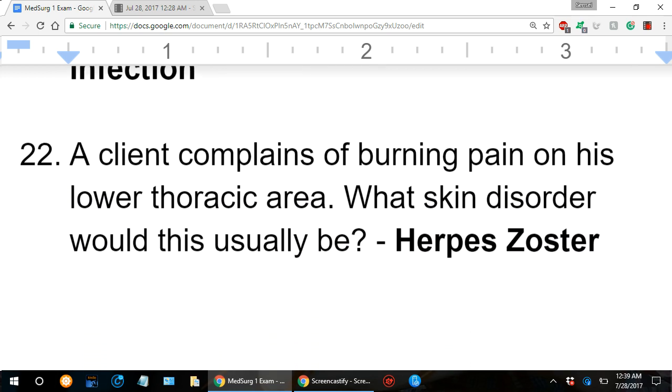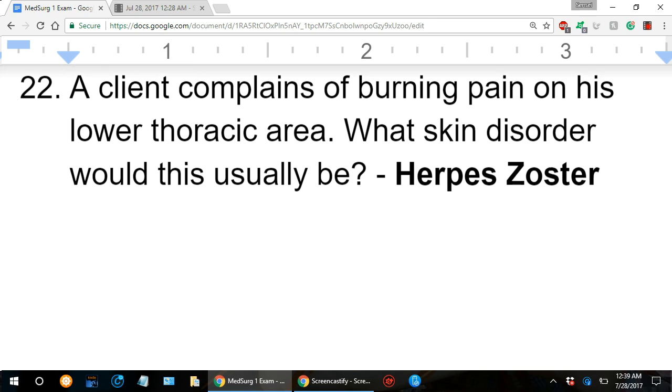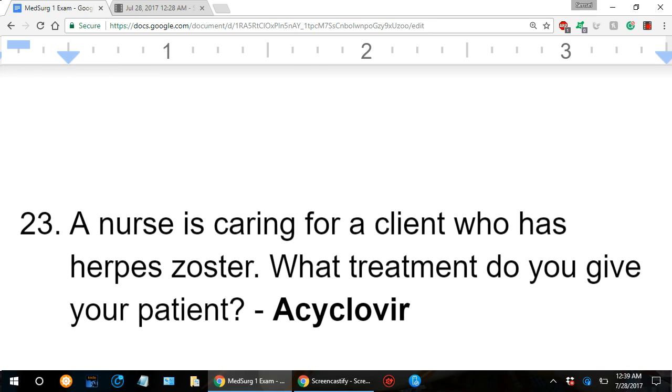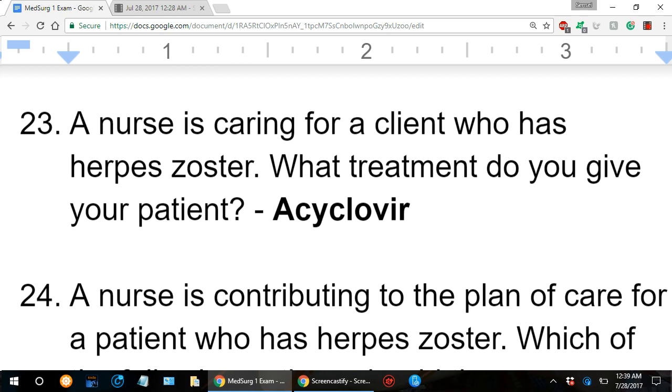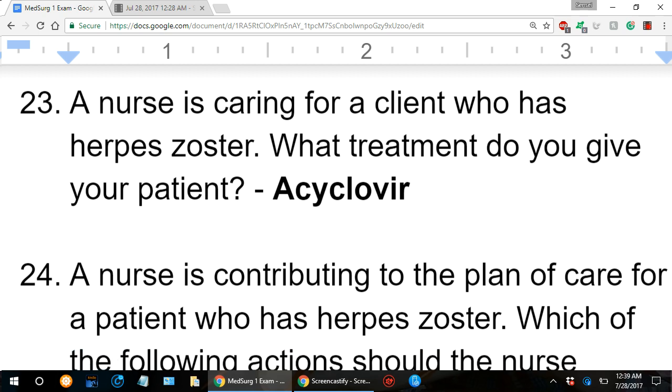A client complains of burning pain on his lower thoracic area. What skin disorder would this usually be? The answer is herpes zoster. A nurse is caring for a client who has herpes zoster. What treatment do you give your patient? Acyclovir.